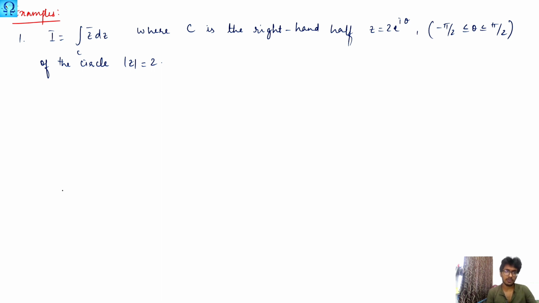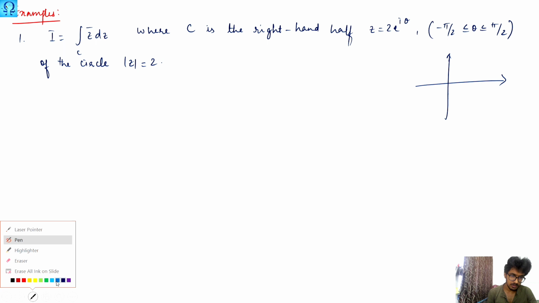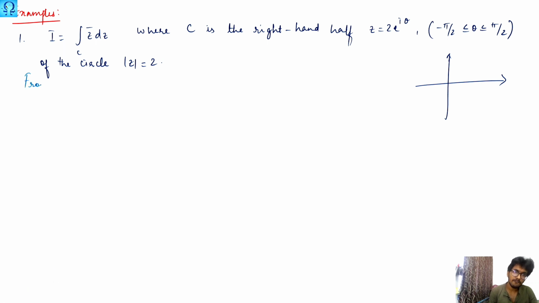When we try to plot this and see what the curve is, z is 2 multiplied with e to the power iota theta. From z equals 2 e to the power iota theta, r is 2. Therefore, the radius is 2 and theta varies in the given interval. So we fix radius 2, and usually we draw a circle.